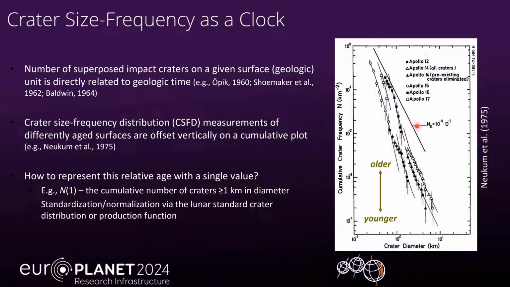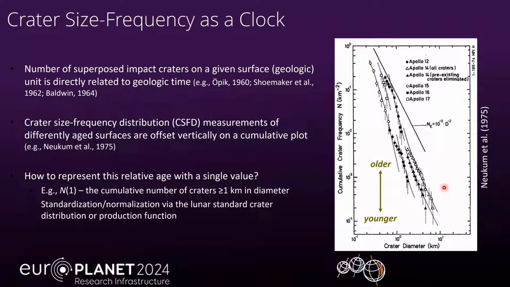But maybe there's a simpler way for us to represent this so that we can say in a text a specific value, as a reference. And so that was where the idea of this N(1) number or value came from, or you could also use a different reference diameter. N(1) is the cumulative number of craters that are greater than 1 kilometer in diameter for each of those data sets. And basically you can just have this one value that you use as a reference for that entire distribution that you measured.